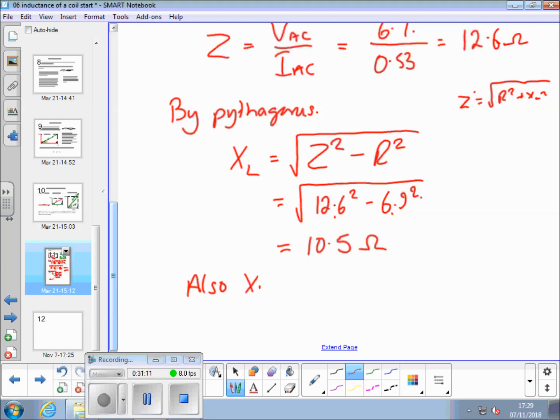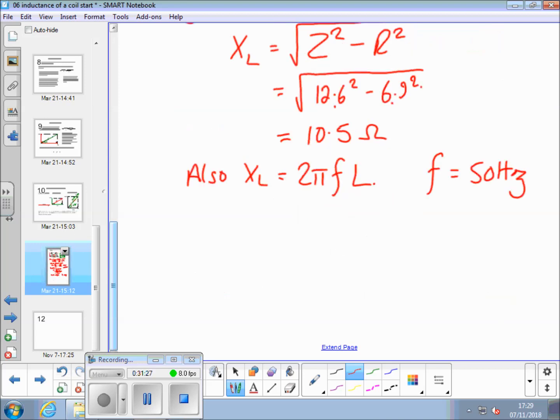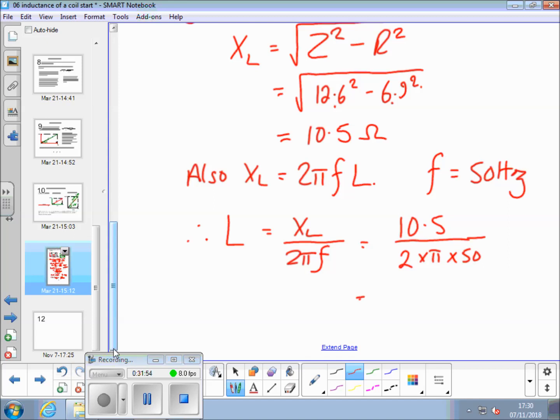Also, XL is equal to 2 pi FL. F is equal to 50 hertz because we're using low voltage off the mains. We can rearrange that to say the inductance L is equal to XL over 2 pi F, which is 10.5 divided by 2 times pi times 50 equals 0.03 henries, which is 30 millihenries.